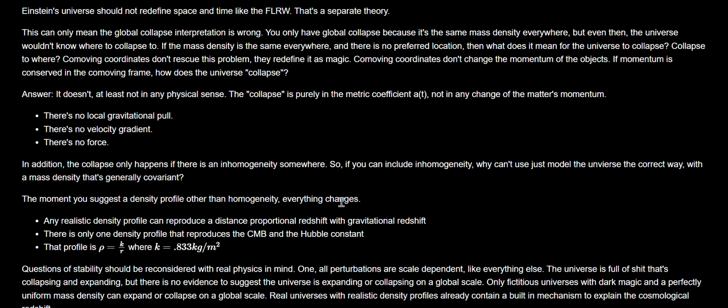Guess what? There is exactly one density profile that can both reproduce the CMB temperature through Hawking radiation and the Hubble constant. That profile is rho equals K over R, where K is 0.833 kilograms per meter squared. This is very important. This K does not come from nowhere. This K is exactly 2 times the surface density of the horizon it creates.